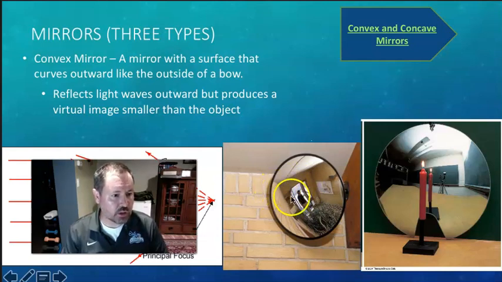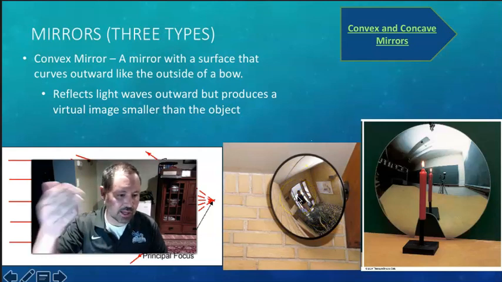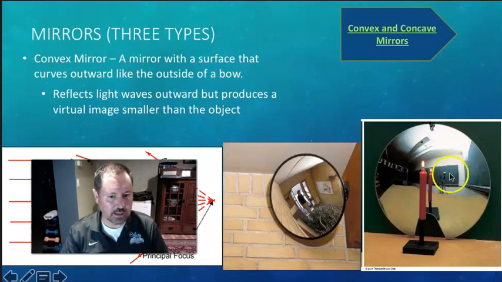So here's your convex mirror, kind of like in this corner, and it helps you see around corners. Sometimes they have these in kind of like a blind turn at a street or something like that. And take a look at the size of the candle. Here's the real candle, and look at the size of the candle here.